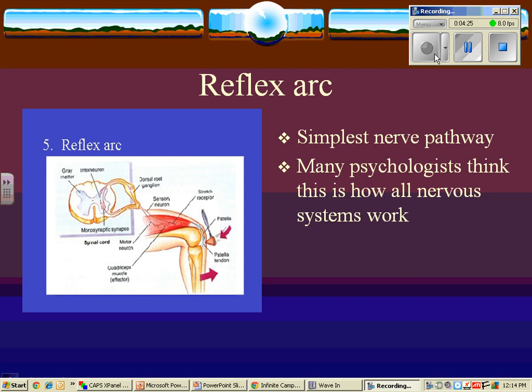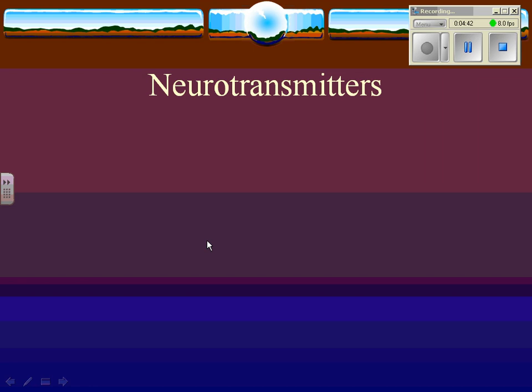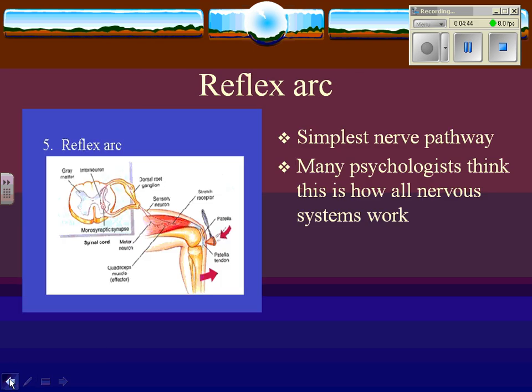The simplest nerve pathway is called a reflex arc. You are testing reflex arcs in your lab. Here's our reflex hammer hitting the kneecap and making your leg twitch.